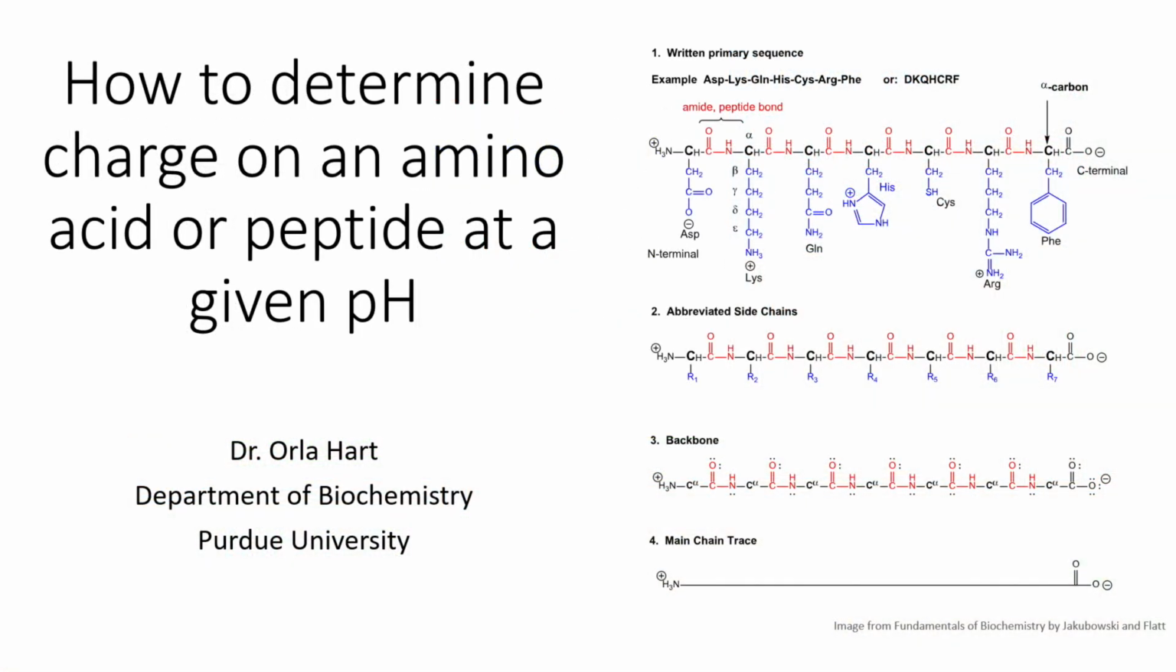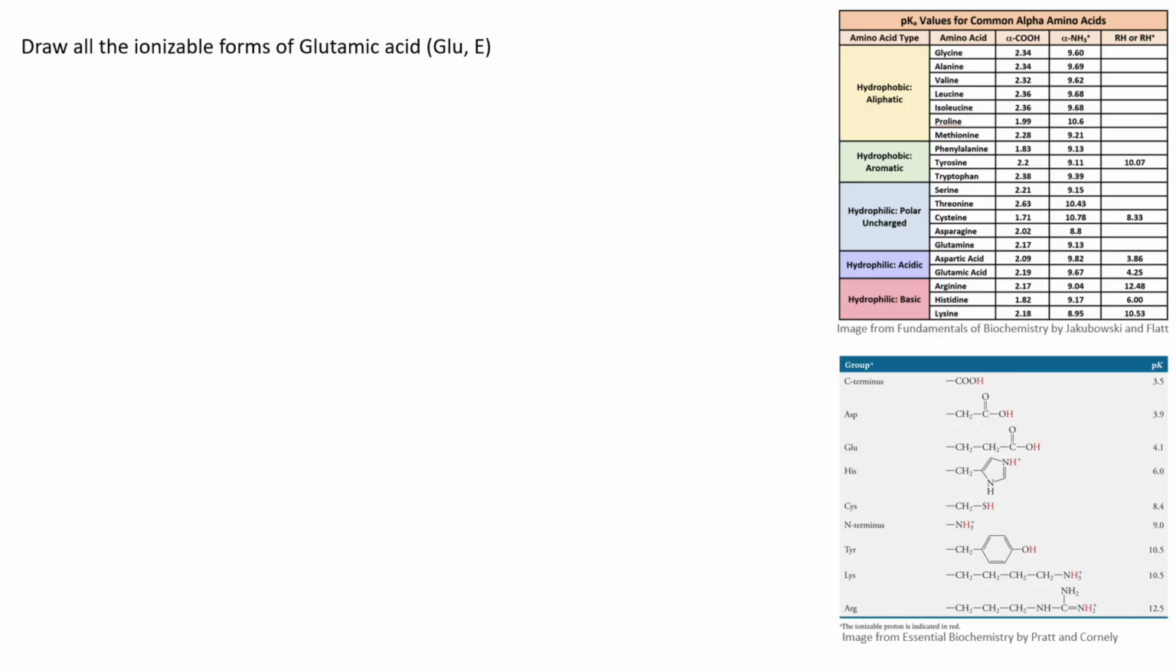So I'm going to attempt to seamlessly draw on these slides, and hopefully it'll work out for us. We're going to dive right into our examples. For these slides, I've included some resources that you may find useful to have at hand, at least initially, when you are practicing these examples. So our first one: draw all the ionizable forms of glutamic acid or glutamate.